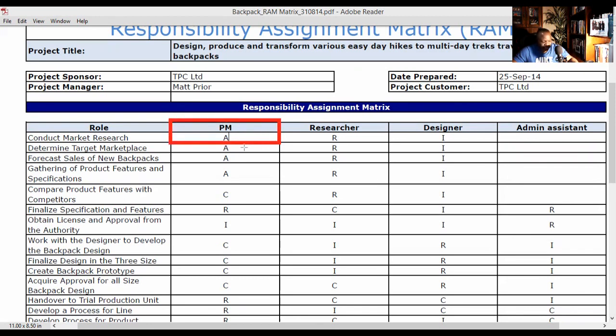Now, still taking a look at the PM, in the third responsibility there, we see forecast sales of new backpacks.